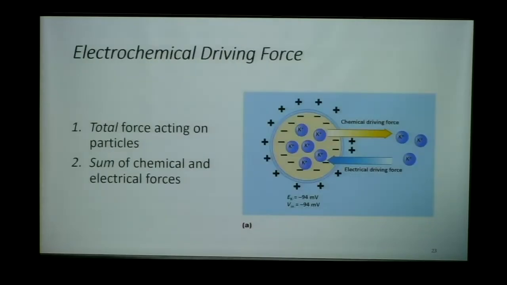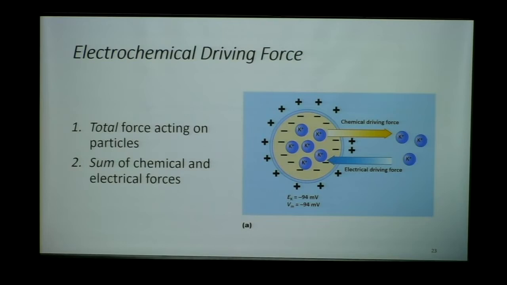So let's get into talking about the electrochemical driving force. Okay, we talked about the electrical driving force, we talked about the chemical driving force, and today we're going to talk about putting them together. Now, we want to just sort of jump back and remind ourselves why we're even talking about this. So we're talking about the forces that are acting on a particle across a membrane, right?